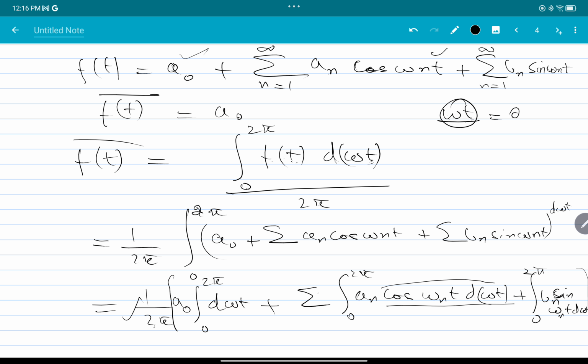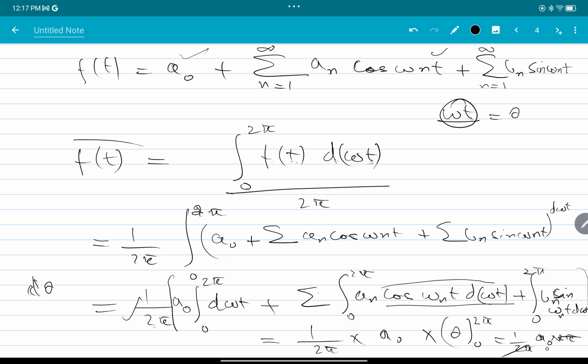So both of these will vanish and we will be left with just this 1 by 2 pi a naught, and then d omega t, that's d theta. The integral of d theta is theta, with limits 0 to 2 pi, that is 1 by 2 pi a naught into 2 pi minus 0. The 2 pi cancel, you get a naught. So what did a naught turn out to be?